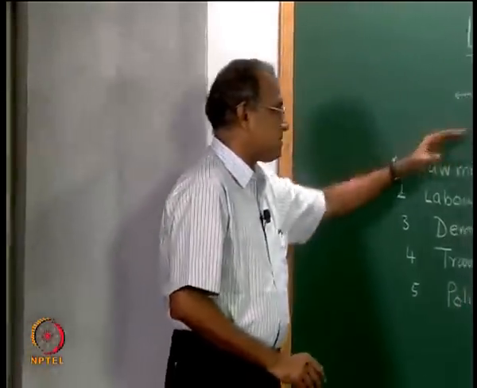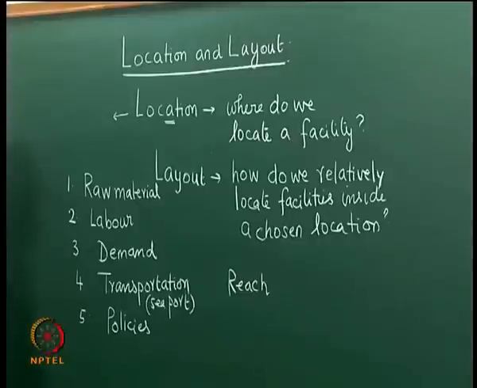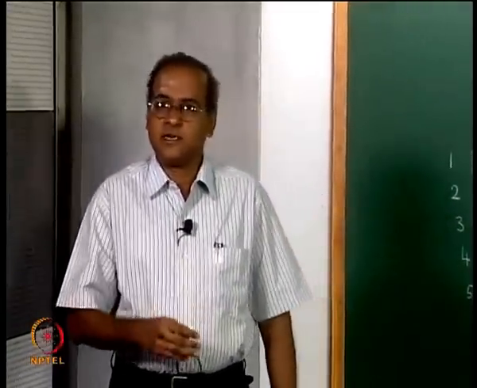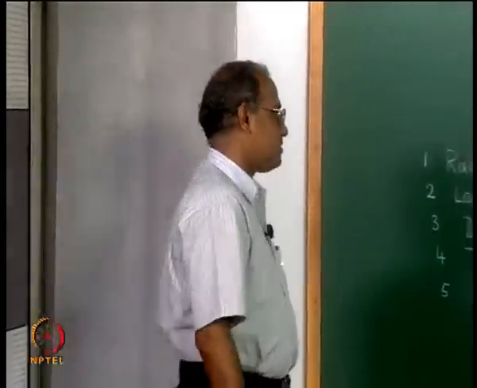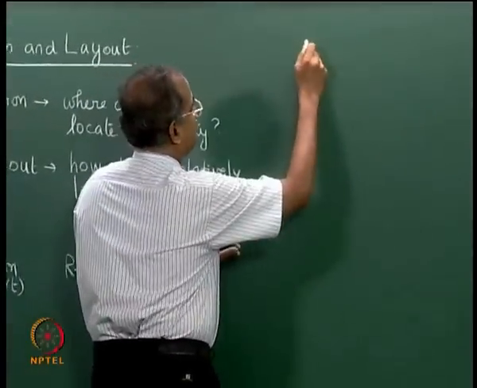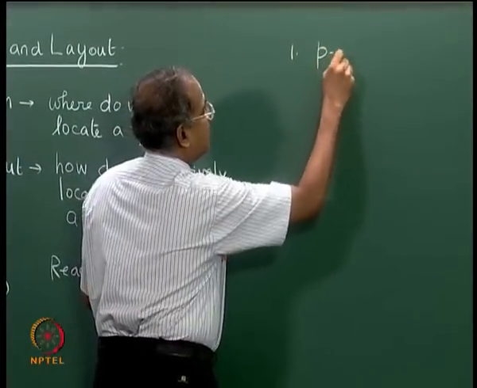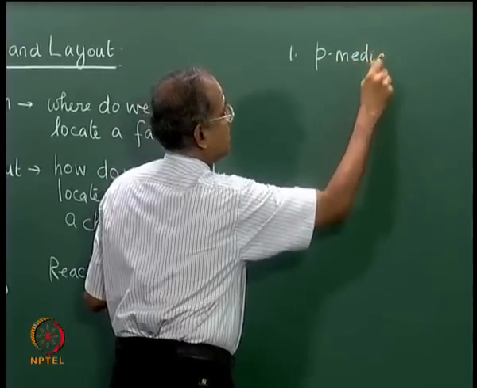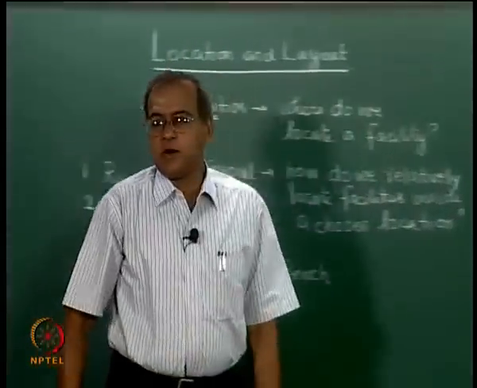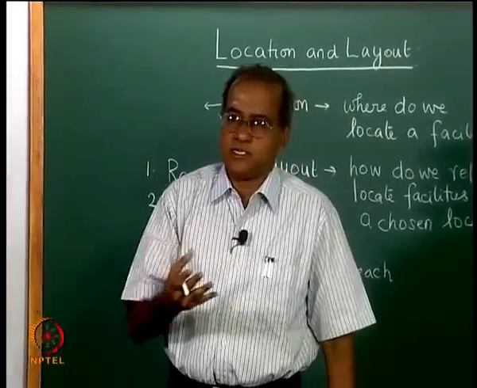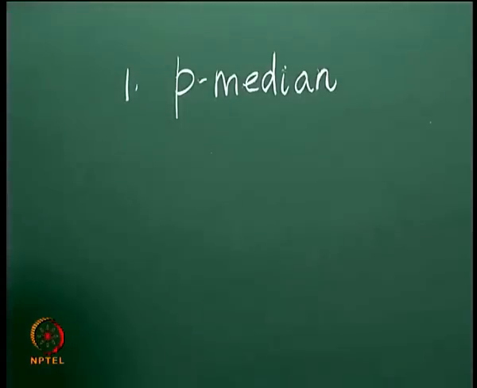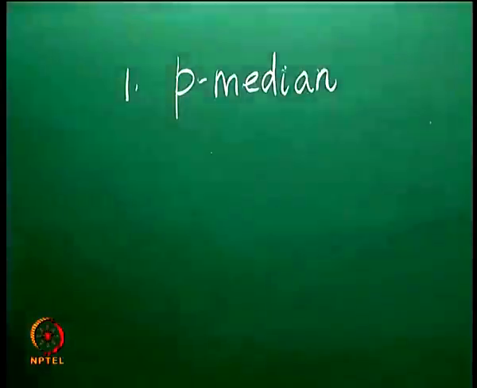Now, in addition to these qualitative factors, there are other quantitative models that are available for location, and in this lecture series we would concentrate a little more on the quantitative models that are available for location as well as for layout. So, the first model that we will see is called the P median model, and this model originated from location and layout, though this has several useful applications.